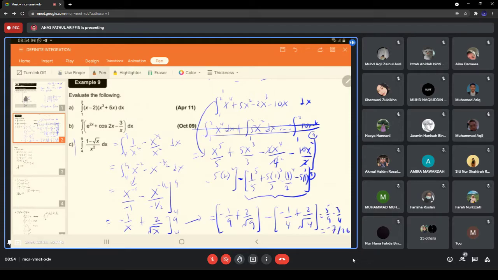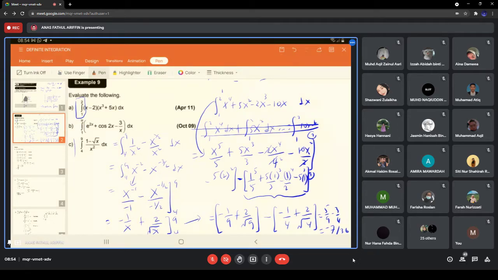Okay, boleh example ni? Boleh, sir. So basically this definite integration is the same as what we learned before in this topic, but the difference is we need to put the lower and upper limit so that we get the value of the integration, which actually represents the area under the graph.